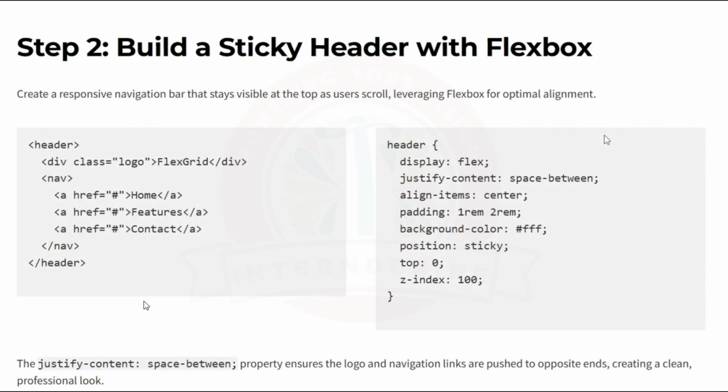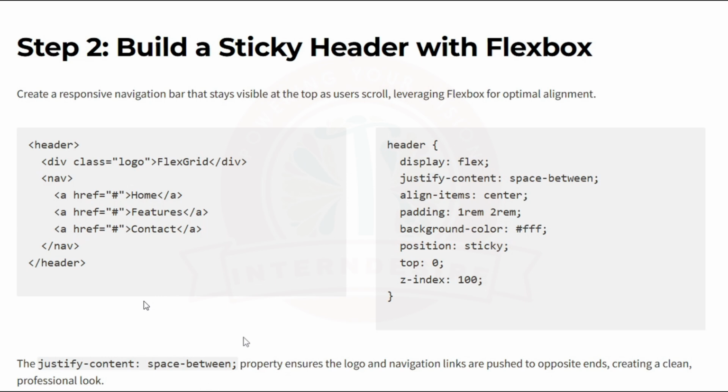Step 2: we will build a sticky header with Flexbox, creating a responsive navigation bar that stays visible at top as users scroll, leveraging Flexbox for optimal alignment. Here is the code of header. In header we will use a div with class logo, or you can name anything; I've named it Flex Grid here. And nav, there will be 3 links: home, features, contact, and you can add as per your convenience. Here's the header code, and here's a class of header to design it.